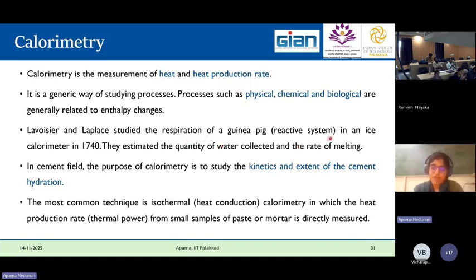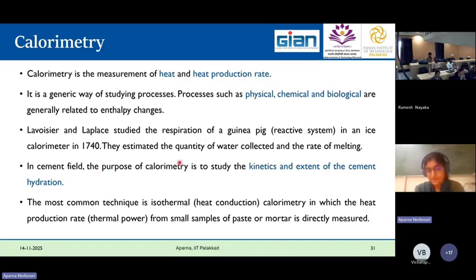But this is not a good system, because once you keep the guinea pig on an ice block, the relatively lower temperature provided by the ice block would itself bring down the rate of respiration of the guinea pig. So you are not actually measuring the respiration rate. And the second thing is how accurately you are measuring the quantity of water. These two would govern how exactly you understand the respiration rate of the guinea pig.